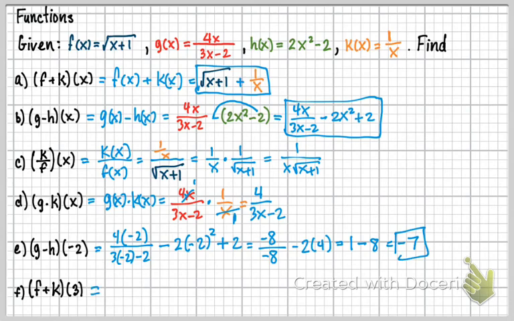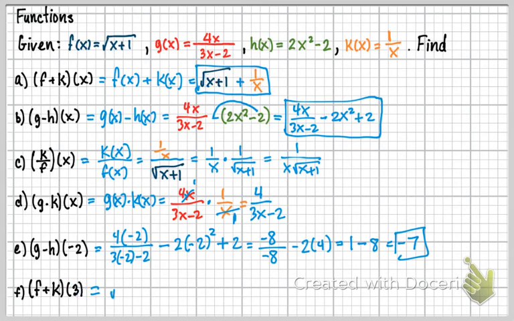Okay, so now let's take a look at the next one down here. So f plus k of 3. That's how I say that as well. So that was the first one we did, f plus k of x. Now all I have to do is take this one, because that's what it equals, and plug in 3 for every x. So that means I'm going to plug it in there and plug it in there. Okay, so that's all I have to do here.